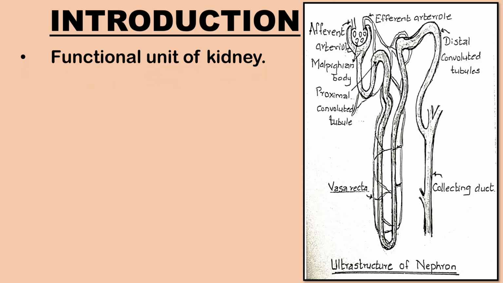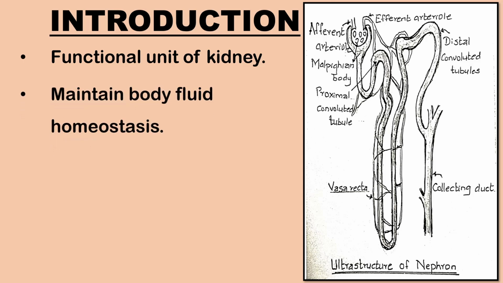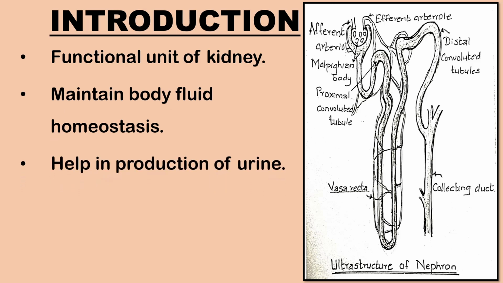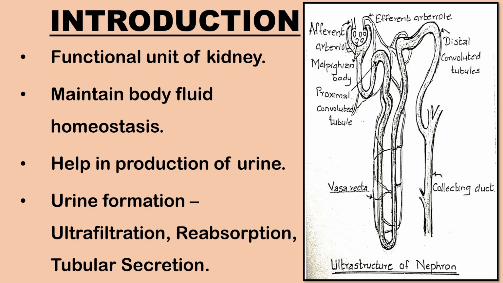The nephrons, which are the functional unit of the kidney, are specially designed to maintain body fluid homeostasis and help in the production of urine. Urine formation takes place in three stages: ultrafiltration, selective reabsorption, and tubular secretion.